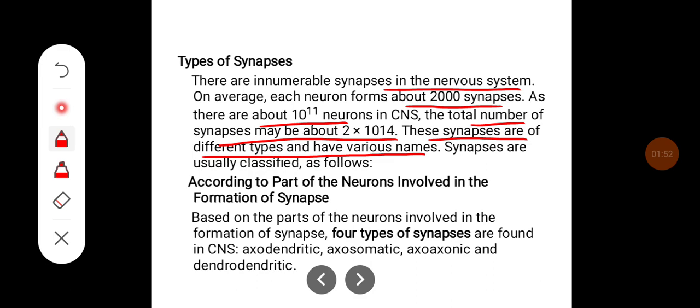Synapses are usually classified as follows according to the part of the neurons involved in the formation of synapse. Based on the parts of the neurons involved in the formation of synapse, four types of synapses are found in CNS. These are called as axodendritic, axosomatic, axoaxonic, and dendrodendritic.